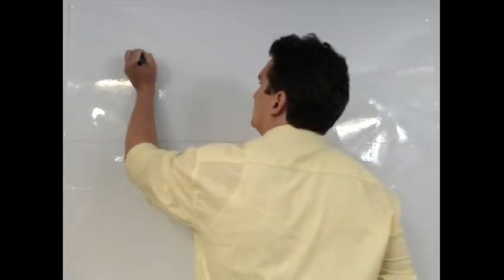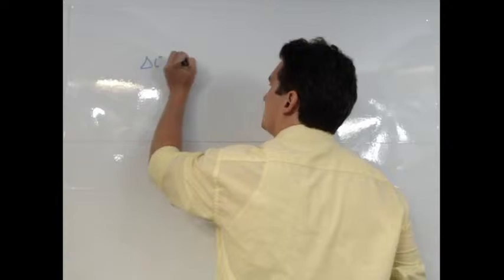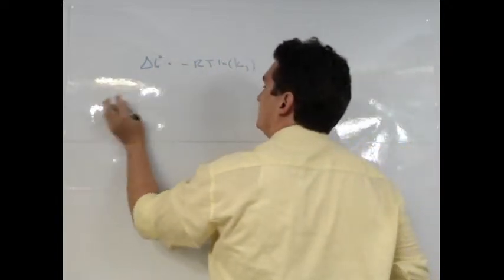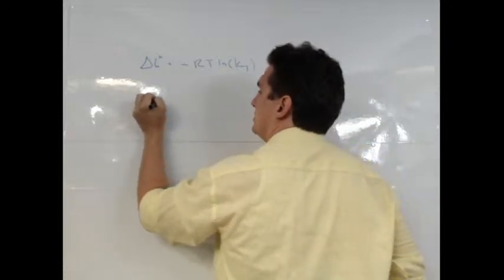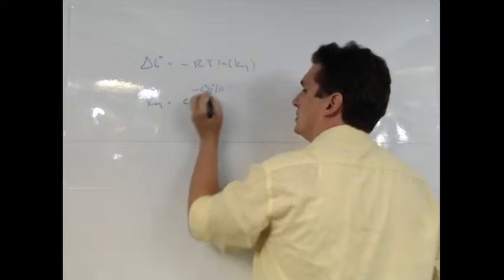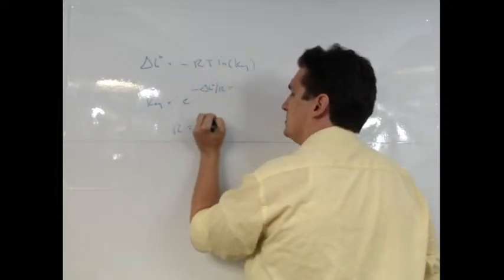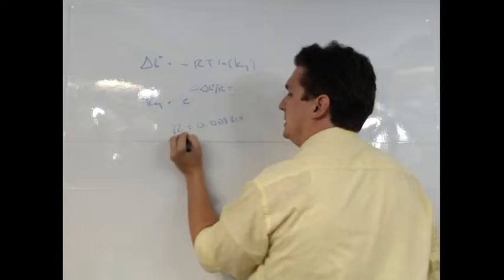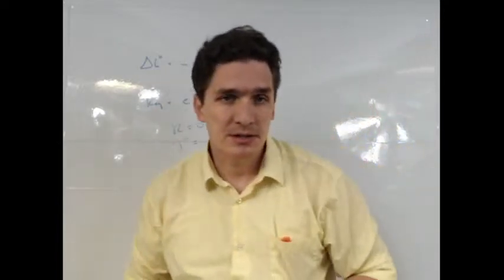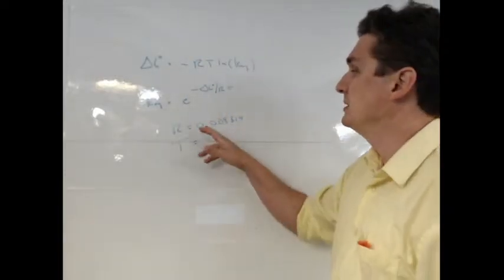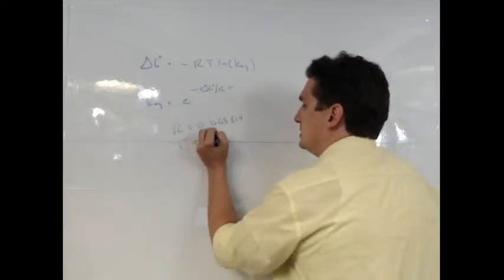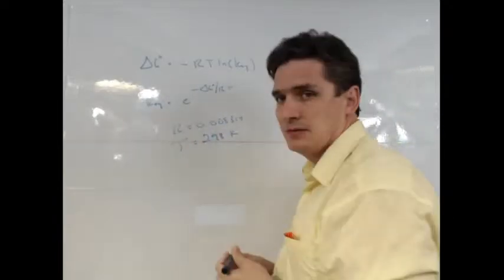is that delta G naught equals minus RT ln of KEQ. If we rearrange this, we get KEQ equals e to the minus delta G naught over RT. R in this case is 0.008314. The temperature is whatever temperature we're given in centigrade, converted to Kelvin, because we have the gas constant R. These are all done at 25 degrees C, so they're all done at 298 Kelvin.